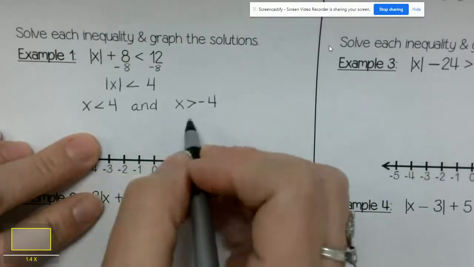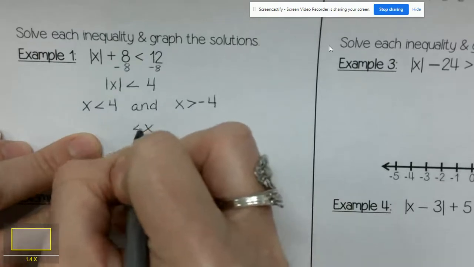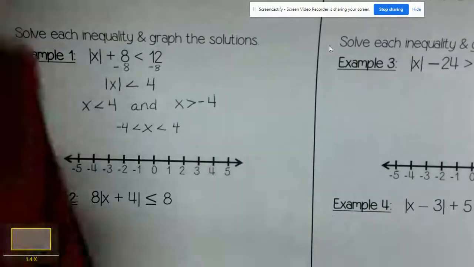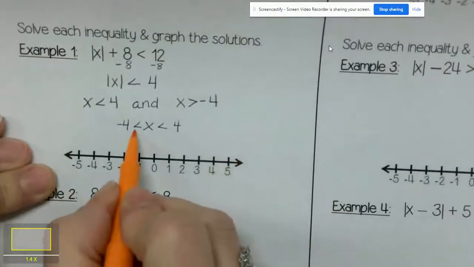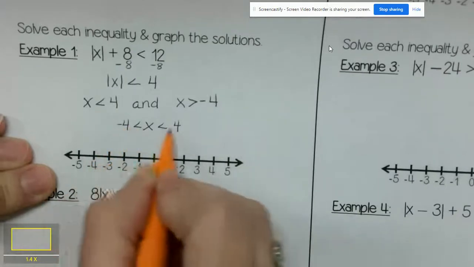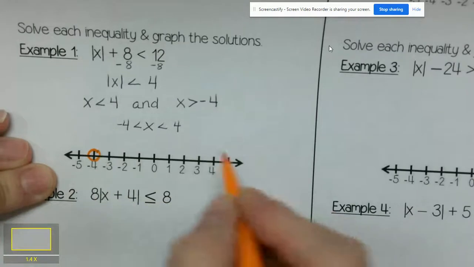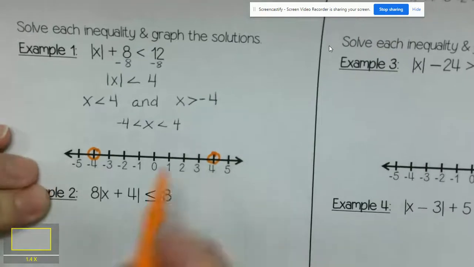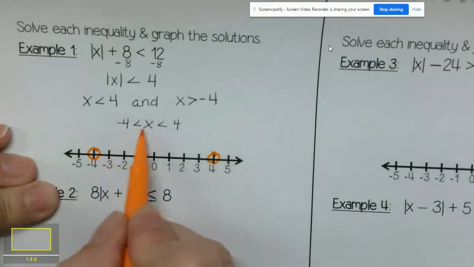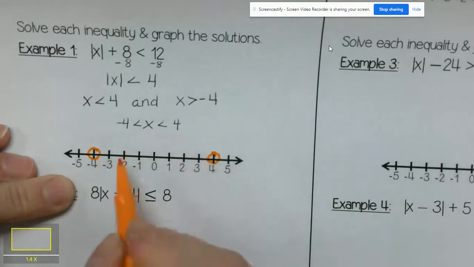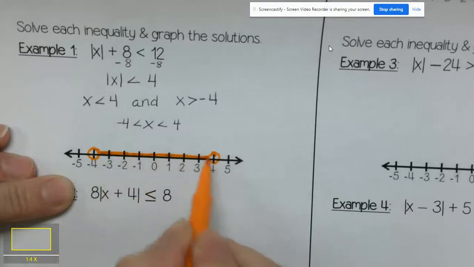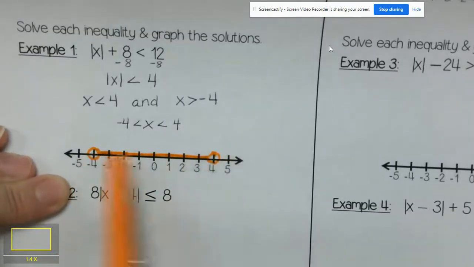Basically that means that x is between negative 4 and 4. Since there's not an equal to here, these are both going to be open circles: an open circle at negative 4 and an open circle at positive 4. Then I have to shade what's in between negative 4 and 4, and that gets my points that are in between negative 4 and positive 4.